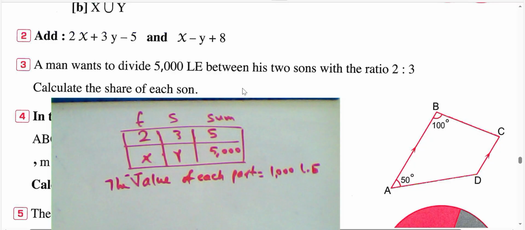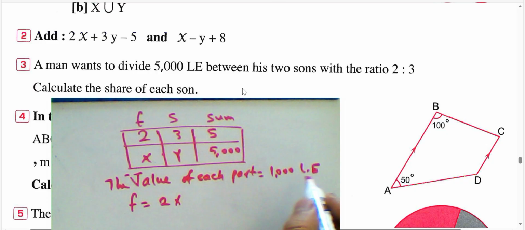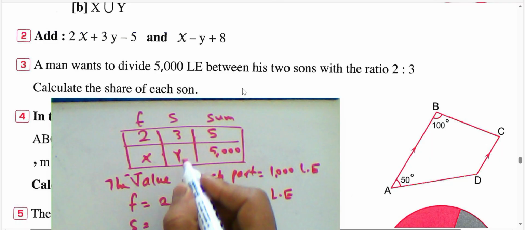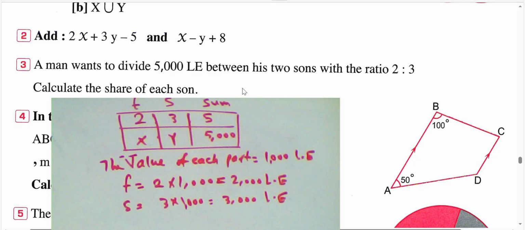And the share of the first son will take two parts: 2 multiplied by 1,000 equal 2,000 Egyptian lira. And the second, 3 times 1,000 equal 3,000 Egyptian lira. Understood?